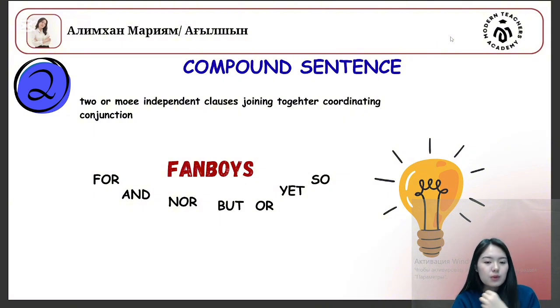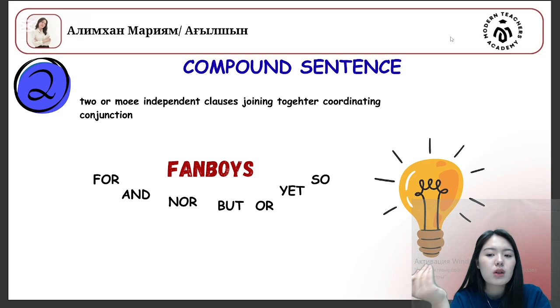Here's an acronym to remember coordinating conjunctions. First of all, what's a coordinating conjunction? A coordinating conjunction helps us connect two words, two phrases, or two sentences or clauses. To remember coordinating conjunctions, here's a life hack for you. It's easy to learn: FANBOYS. For, and, nor, but, or, yet, so.